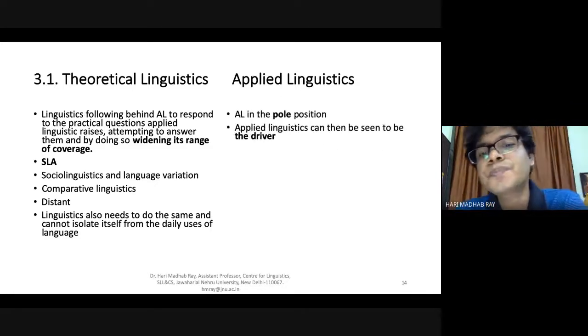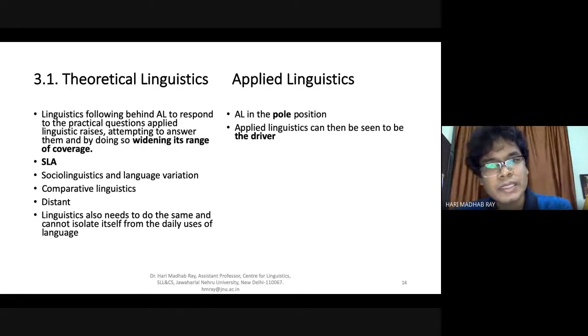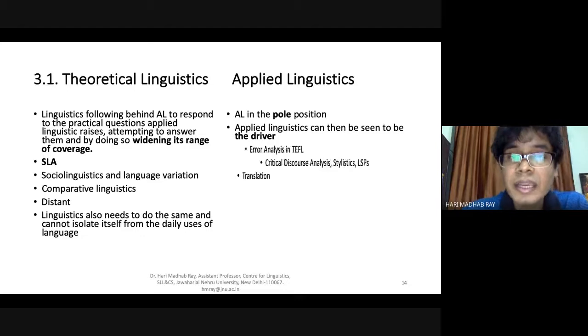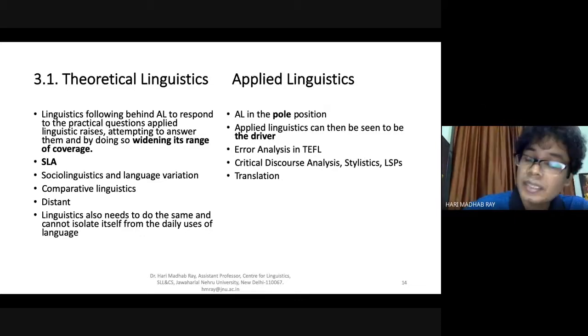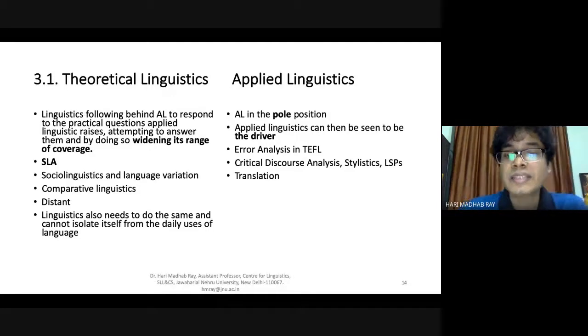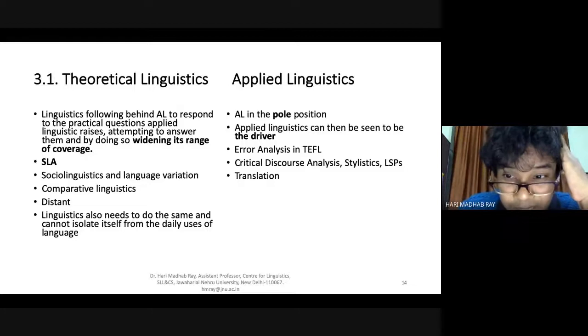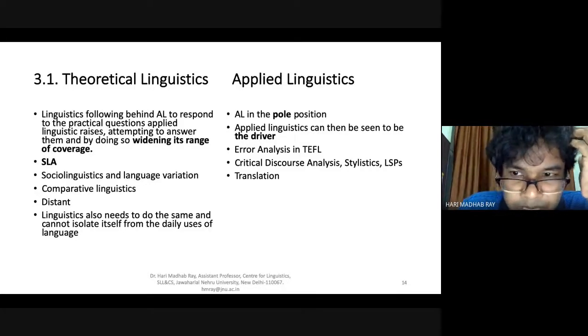Okay, and this is our understanding that applied linguistics is the pole position. You understand what the pole position is, it is the driving position. So applied linguistics can be seen to be the driver, and we had seen error analysis, especially in teaching of English as a foreign language, critical discourse analysis, stylistics, and LSP, language for specific purposes.